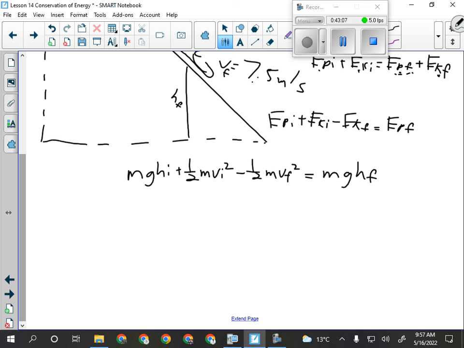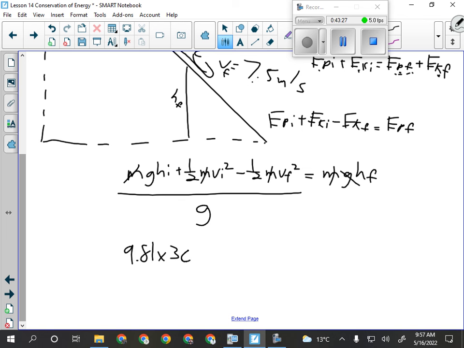So we don't need it. We're going to get rid of it. Why move stuff if you don't have to? All right, I want HF by itself. What do I have to do with G? Divide both sides by G. Okay, now we're solving for HF. We just got to plug in our numbers.